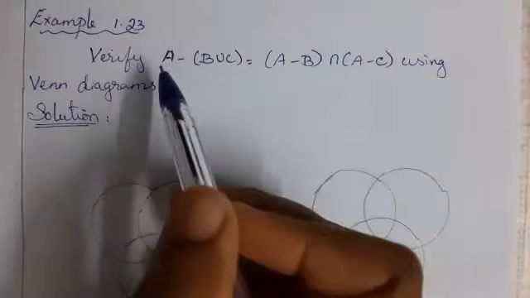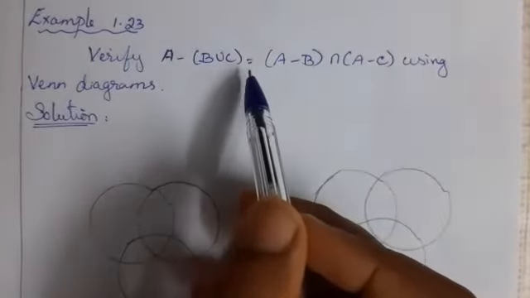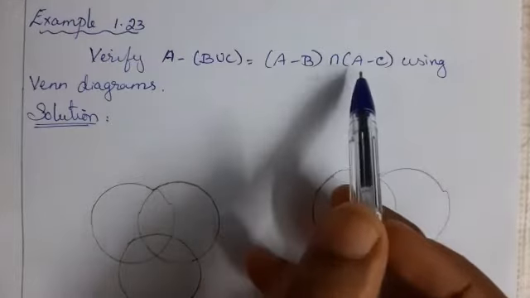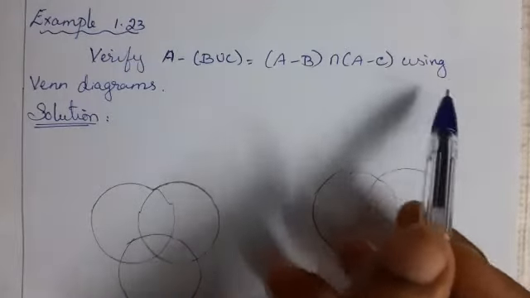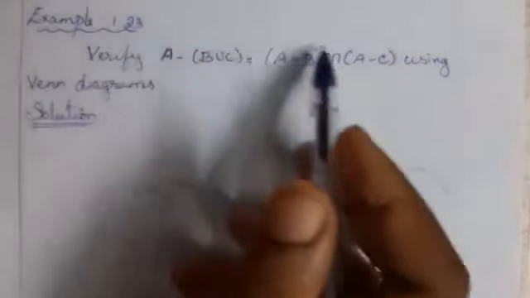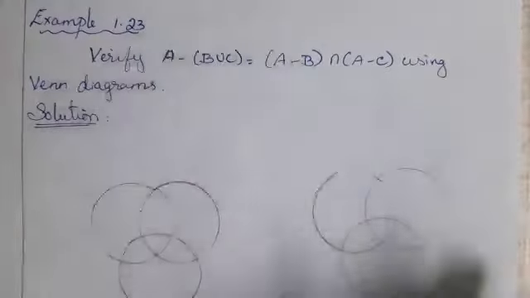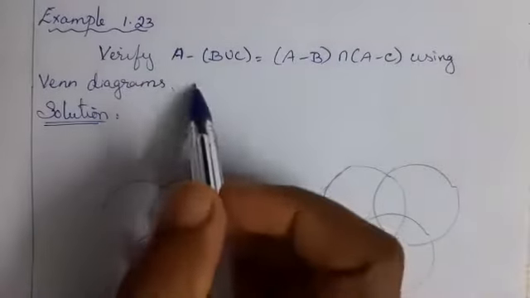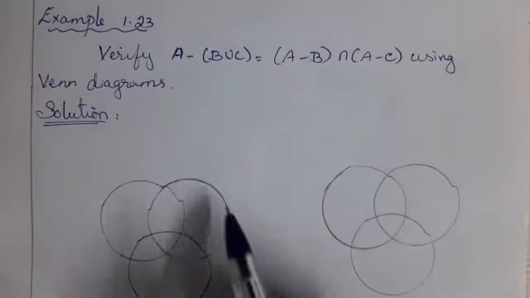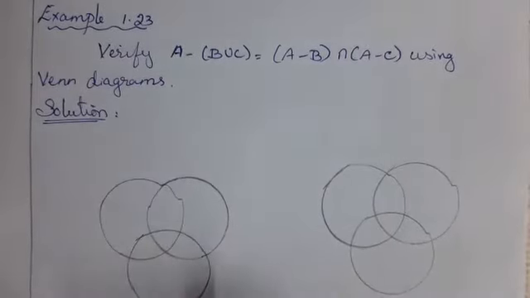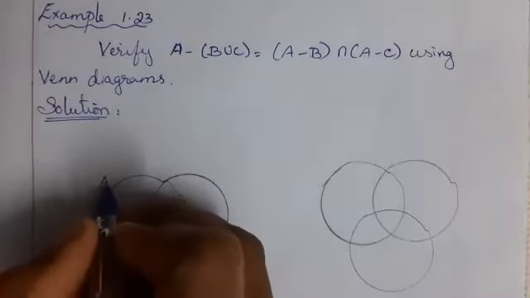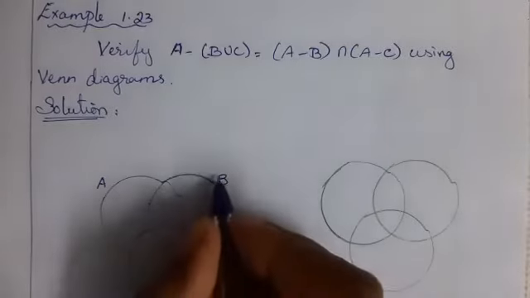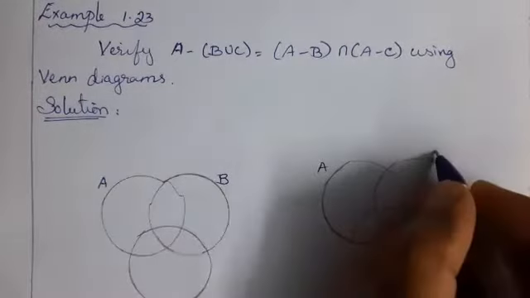Verify A difference B union C is equal to A difference B intersection A difference C. Using a Venn diagram, you must verify this De Morgan's law. Already I informed you, for any three sets, you must draw the Venn diagram like this. First circle for capital A, second for capital B, third one is capital C.